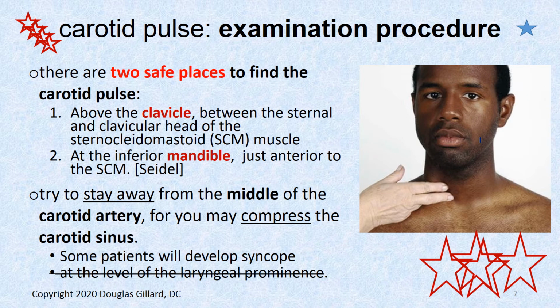So the examination procedure: there are two safe places, and again, my references are Seidel and Bates. I don't use Jarvis. Those are the two Chiropractic Board of Examiners reference books. So there are two safe places. You can put two fingers here, usually between the sternal and the clavicular head, and feel it there. I can never feel mine there.